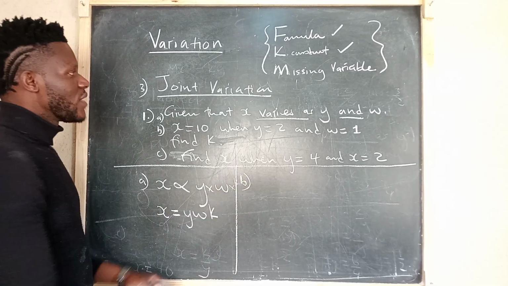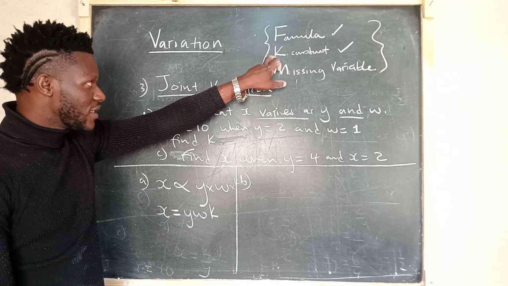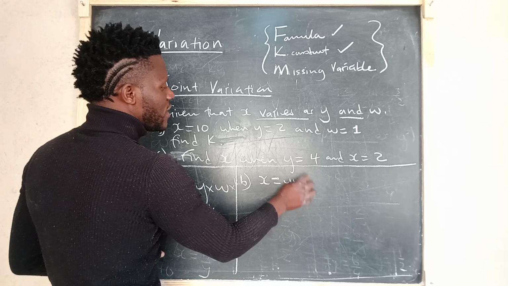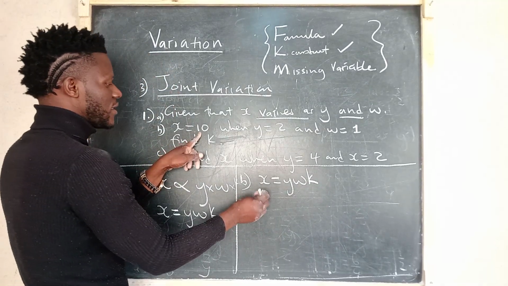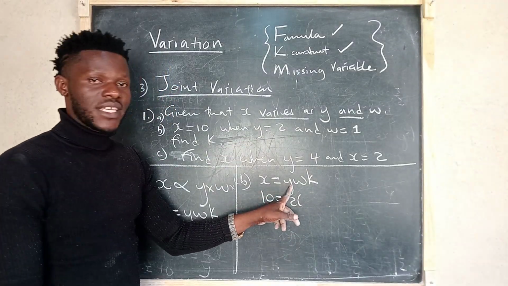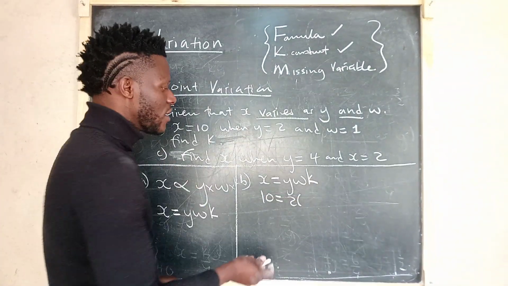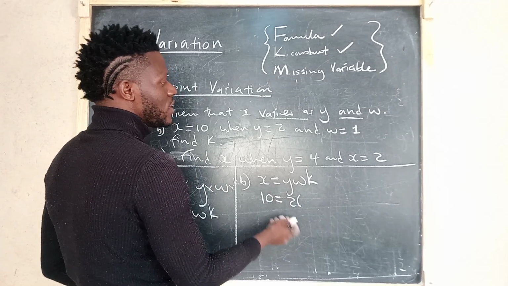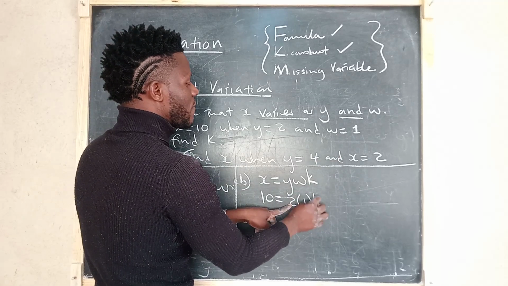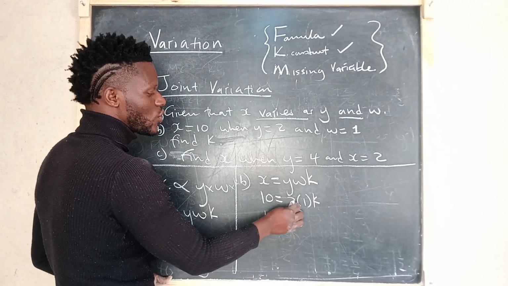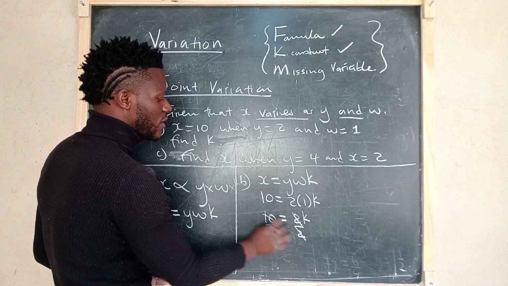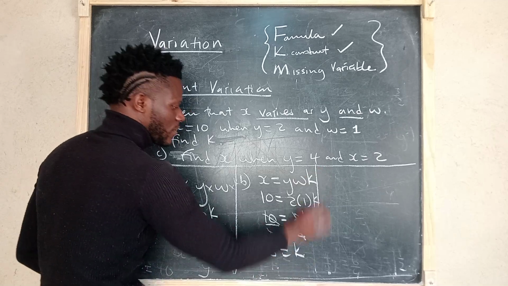From there, part B, we want to calculate the missing variable, the value of the constant. So we go back to this formula, x equals ywk. In place of x, x is 10. In place of y, y is 2. This is multiplication: y times w times k. So y bracket can also mean multiplication. y is 2, w is 1, then we have k. That is 10 equals 2 times 1 times k, 2k. We divide by 2 on both sides, and the value of k is 5.